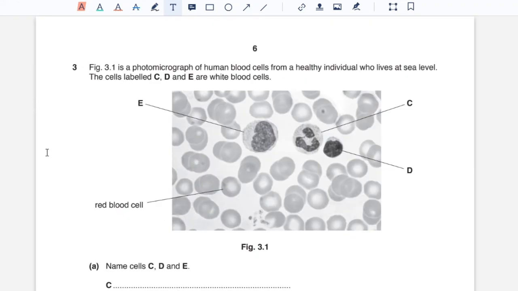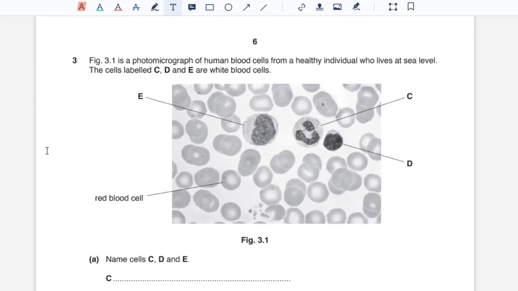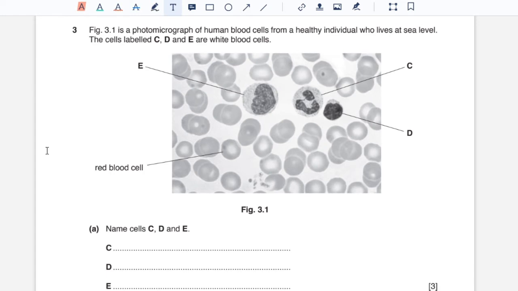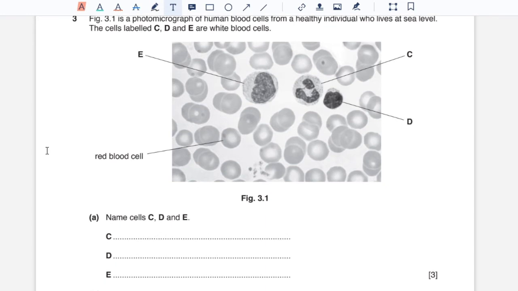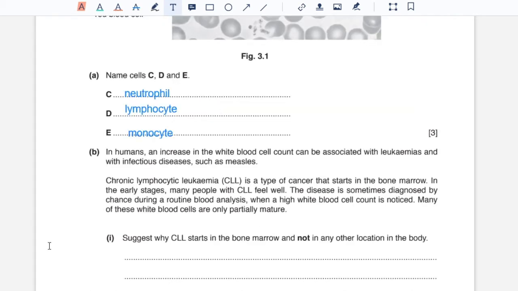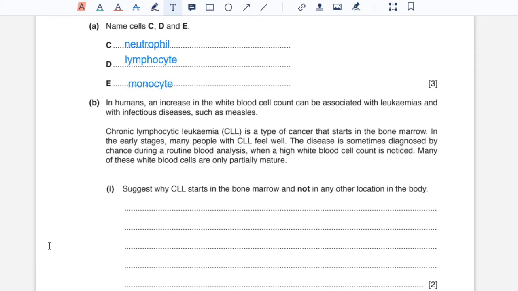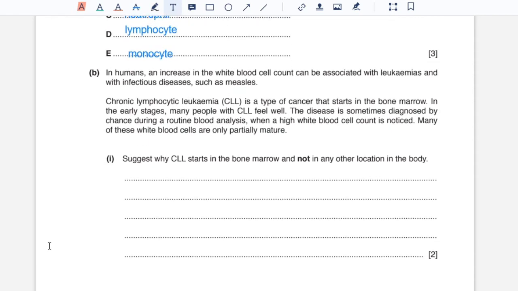3. Figure 3.1 is a photomicrograph of human blood cells from a healthy individual who lives at sea level. The cells labeled C, D, and E are white blood cells. Name cells C, D, and E. The smallest would be the lymphocyte, so that would be D. And between C and D, the one which has the larger nucleus is a monocyte, and the other one is the neutrophil.